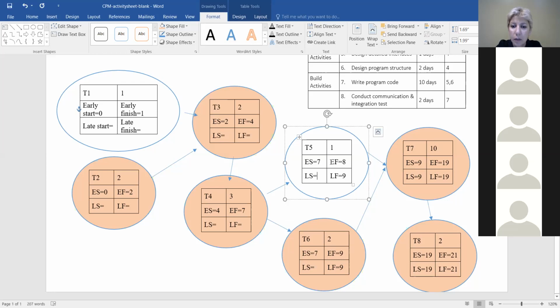Latest start of this one becomes 8. Latest start of this one becomes 7. Thank you, Grant. I'm gonna go to the next one on my list.